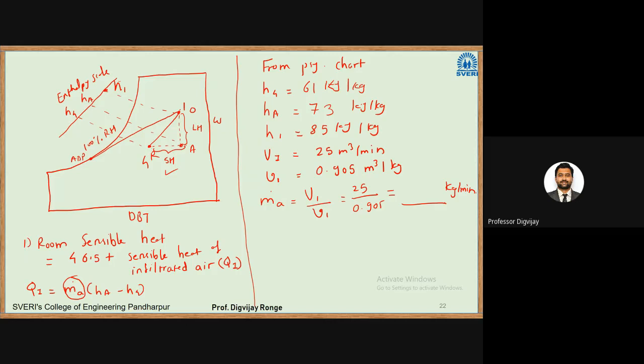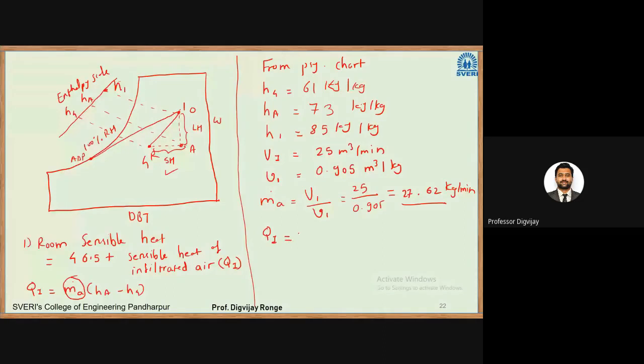Calculate also in kilojoule per second. Okay, leave it. Pradyumna has calculated, so I will take that value, that is 27.62. So how do we calculate the infiltrated air's load? Qi will be equal to 27.62.